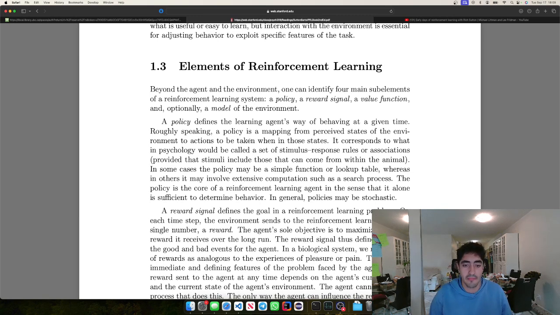In some cases, the policy may be a simple function or lookup table, whereas in others it may involve extensive computation such as a search process. The policy is the core of a reinforcement learning agent in the sense that it alone is sufficient to determine behavior. In general, policies may be stochastic.